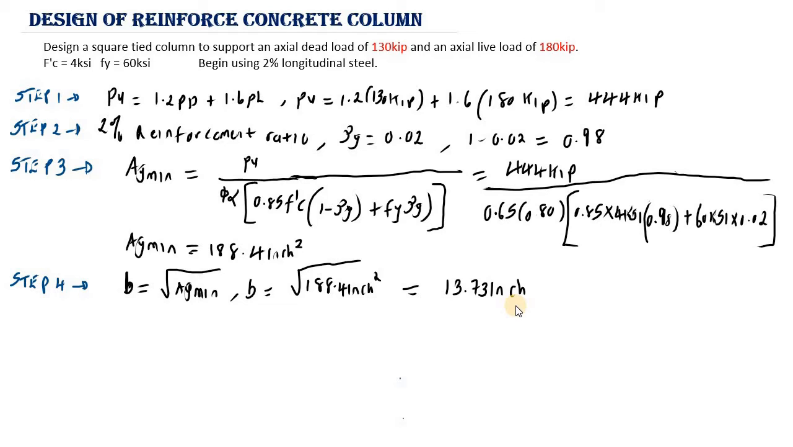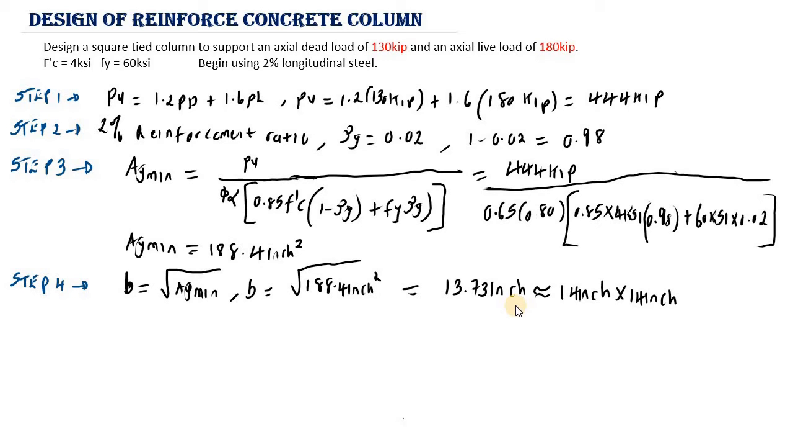So always try to make the size of the column even. Now, because we have 13.73 inch, we are just going to round this up to 14 inch. So now this looks better. Instead of 13.73 inch, we now have 14 inch. So meaning the size of the column is going to be 14 inch by 14 inch, because this is a square column.